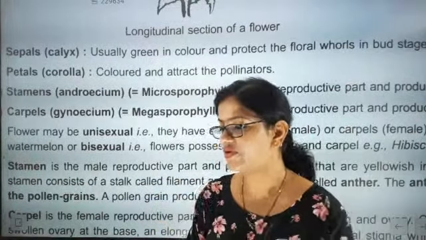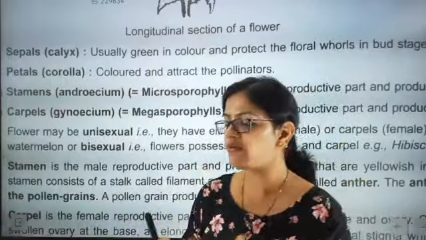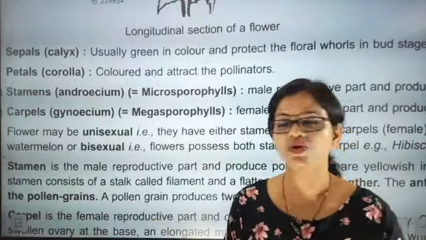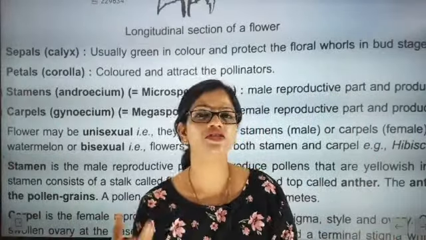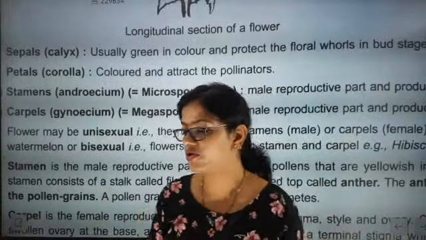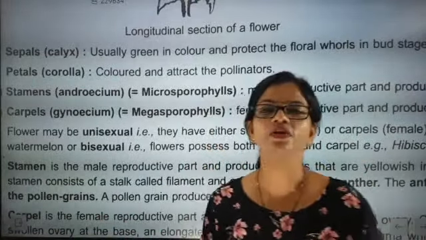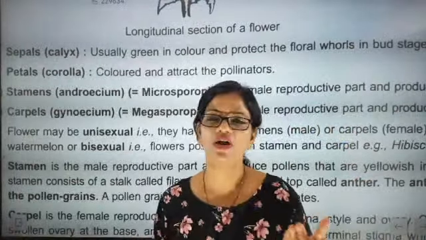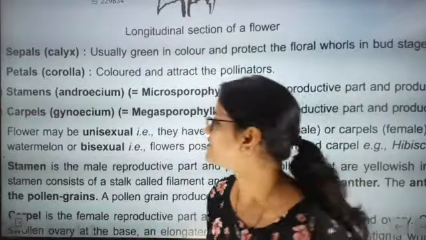But some flowers have only the male part or only the female part. They are not called bisexual, they are called unisexual flowers. Like papaya, a unisexual flower, where either only the male part, the anther, or only the female part, the ovary, is present in the flower.